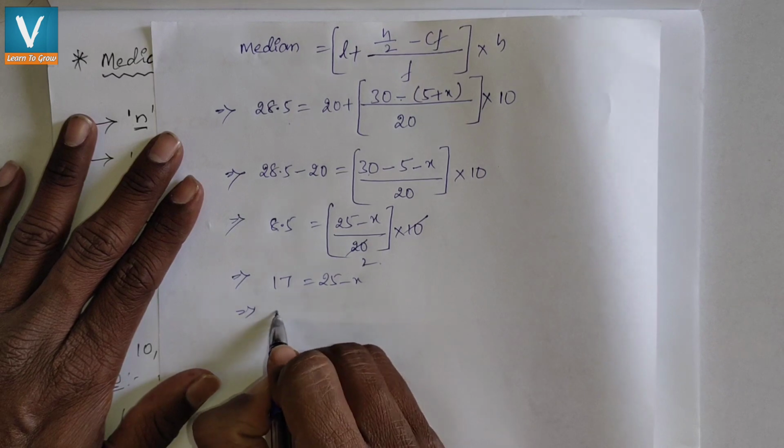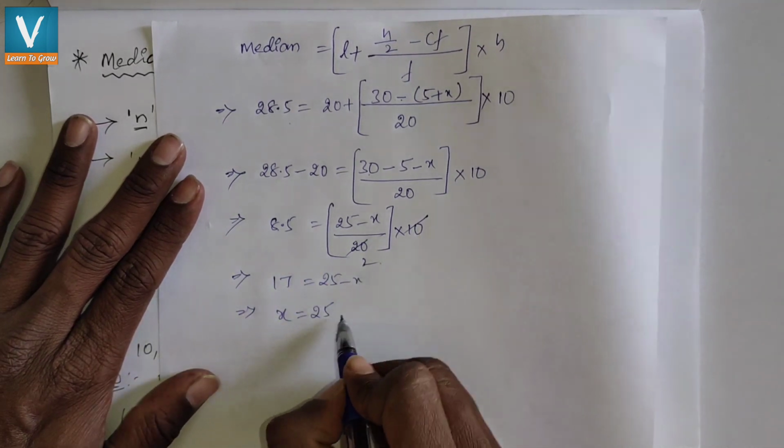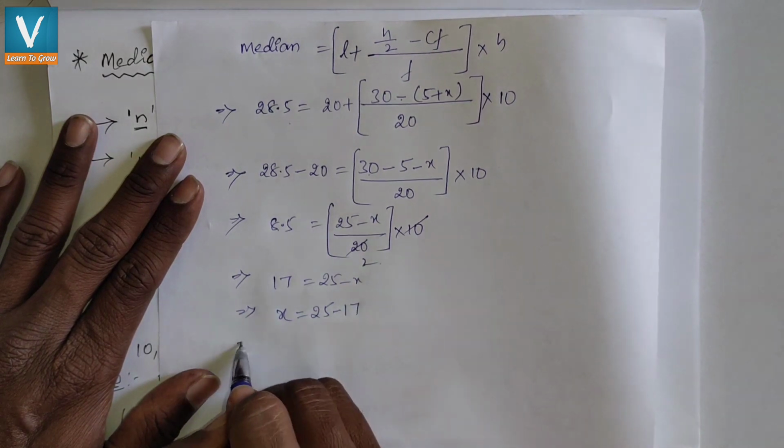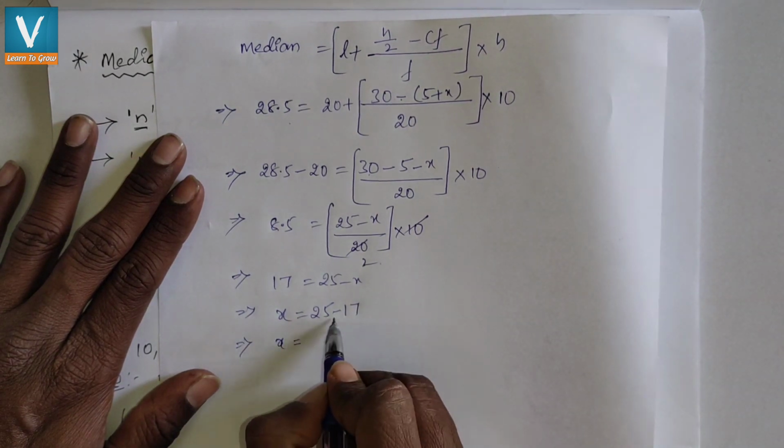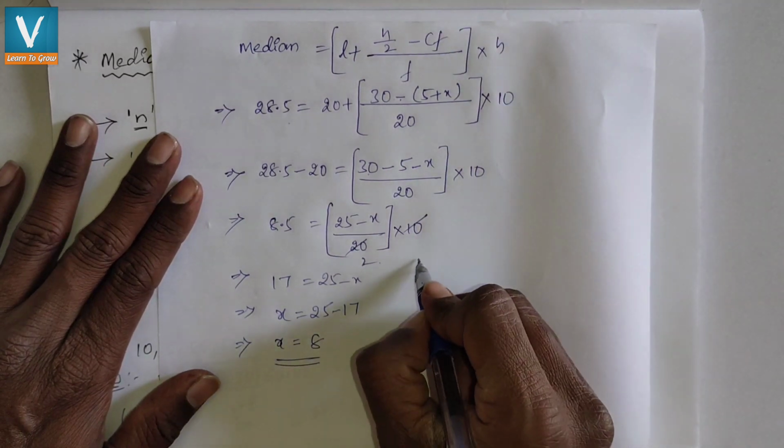This implies x is equal to, transposing minus becomes plus, 25 minus 17. How much? 8. So we got the x value: 8.